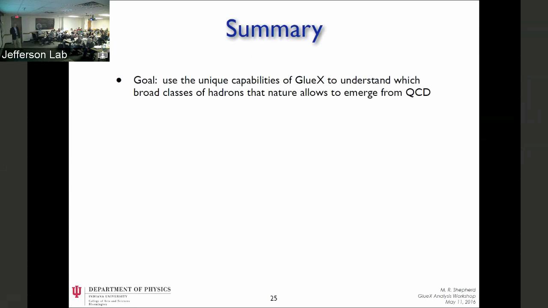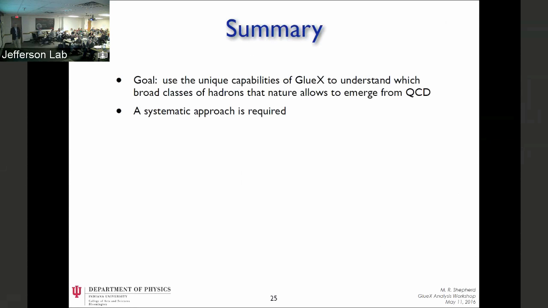So that has to be the broad goal, I think: understanding what classes of hadrons, and this is a whole new class of matter effectively, emerge from QCD. And hopefully we can do that by exploring hybrids. And I think to do this, we have to be very, very systematic about how we go about it.